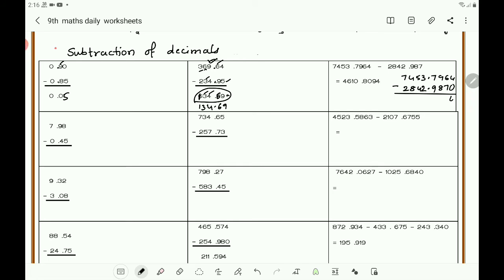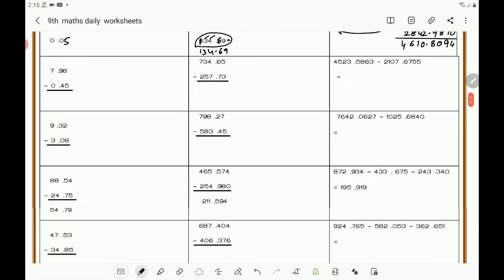4 minus 0 is 4, and 6 minus 7 is not possible. Here you have to carry 1 from the 9, that becomes 16. 16 minus 7, you will get 9. Here 8 is remaining, 8 minus 8, 0. Then 17 minus 9 is 8. Here 2 is remaining, 2 minus 2, 0. 5 minus 4, 1. And 14 minus 8, 6. 6 minus 2, 4. So you got 4610.8094.